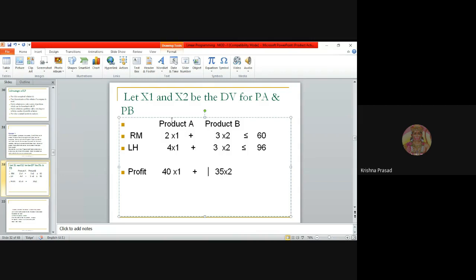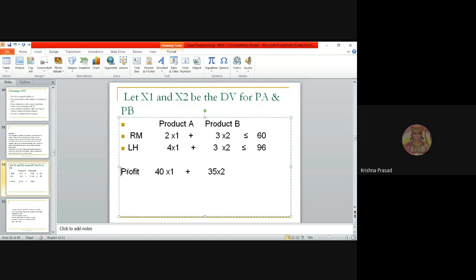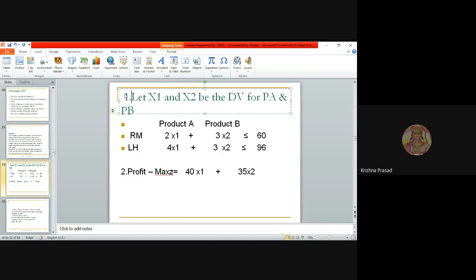The first thing is that in 4 steps, the decision variable you must write: let x1 and x2 be the decision variables. The second one, you must find out the objective function. Objective function is profit. What you are going to be writing for profit? For profit, you are going to be writing max Z. Z is the notation. Max Z is equal to 40x1 plus 35x2. This is the second step, and this is the first step.